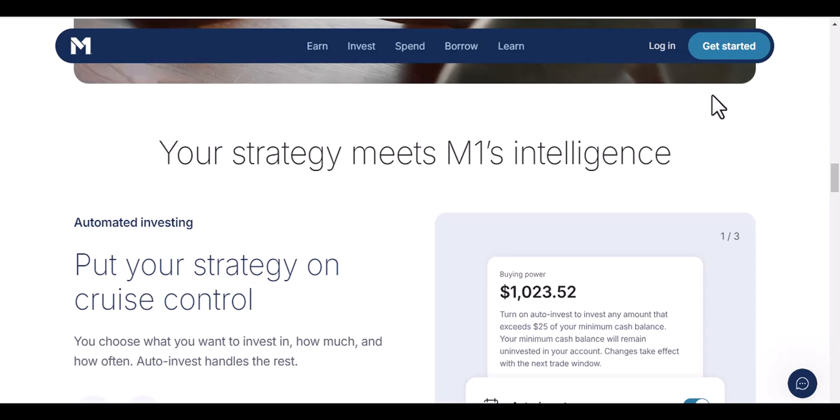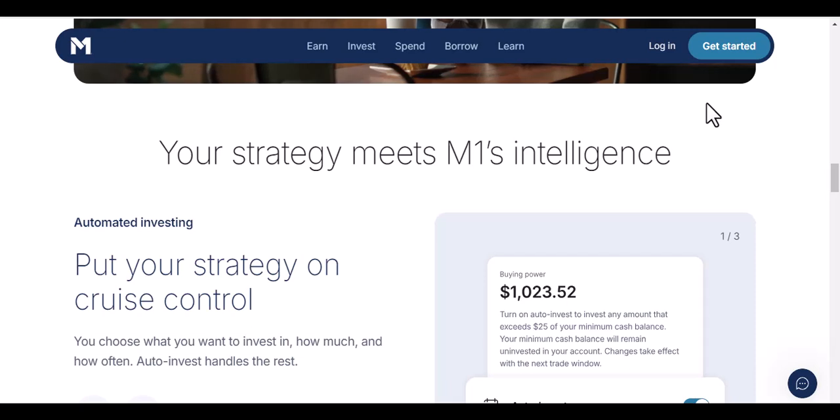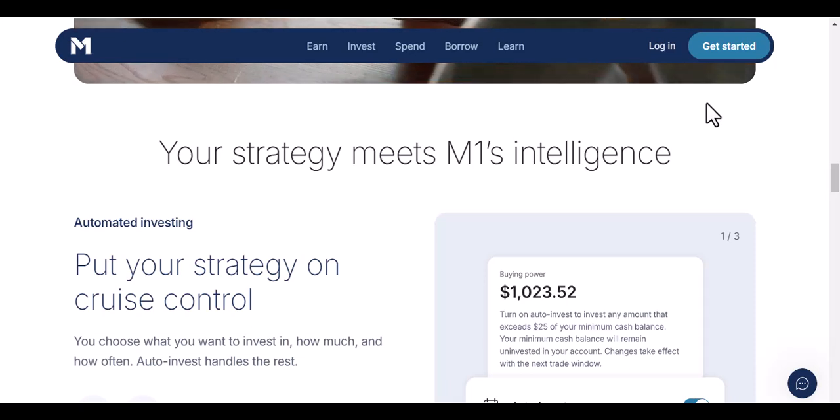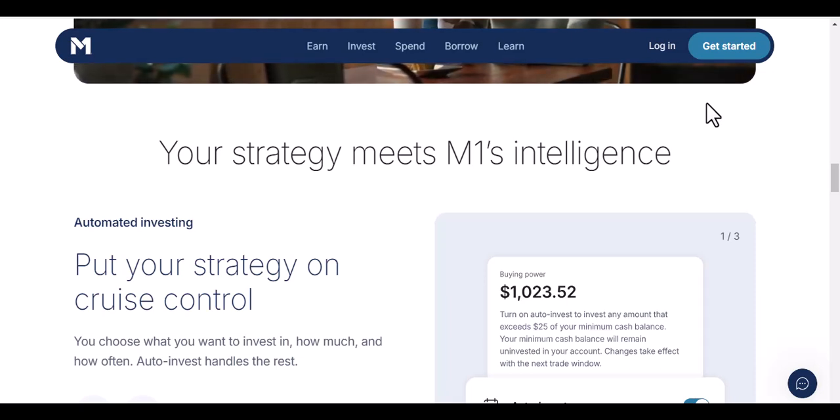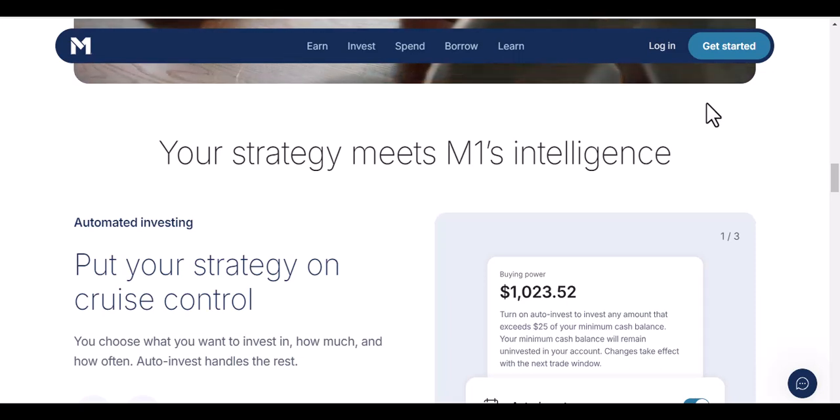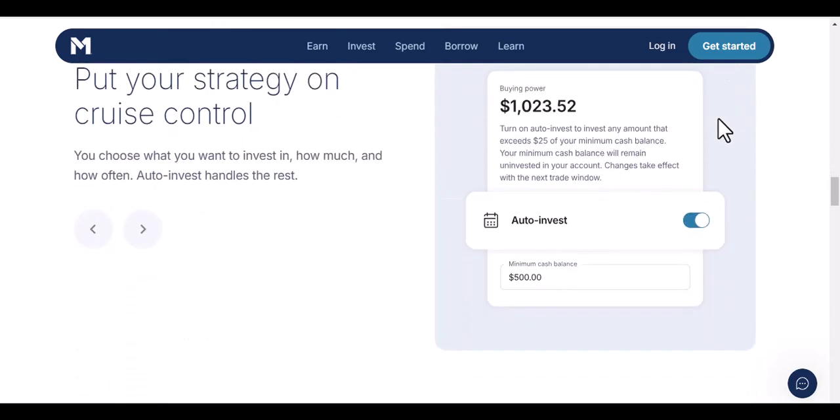The SSN or ITIN is a crucial piece of that verification puzzle. It allows M1 Finance to report your investment activity to the Internal Revenue Service, IRS, and ensure compliance with U.S. tax laws. Now, let's address a common misconception.